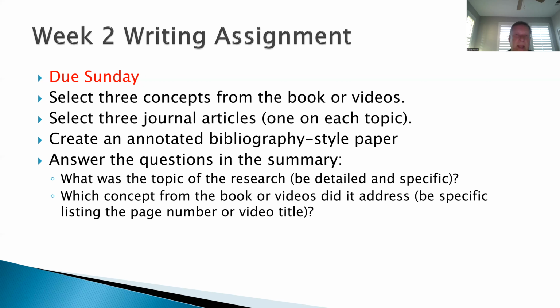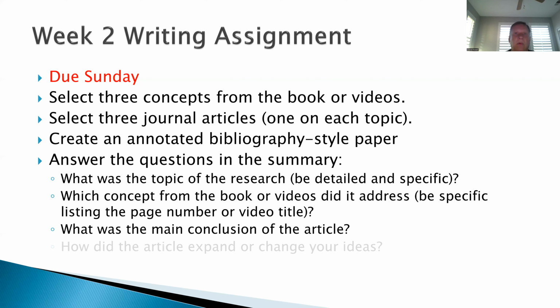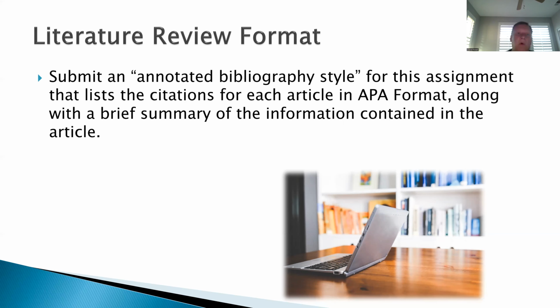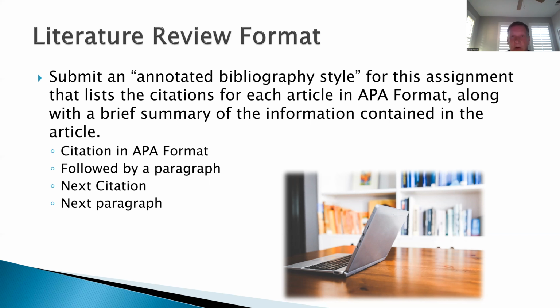So as you do these annotations, what you want to include in your annotation: what was the topic of the research, which concept from the book or videos did it address, what was the main conclusion of the article, how did the article expand or change your ideas? And so the way in which your annotated bibliography will look is that you will have a citation for the article that you are using, followed then by a paragraph that will be your annotation. And then for the next article, a citation in APA format, and then a paragraph and annotation for that second article, and so on and so on. And that's the way in which you want your annotated bibliography to look.